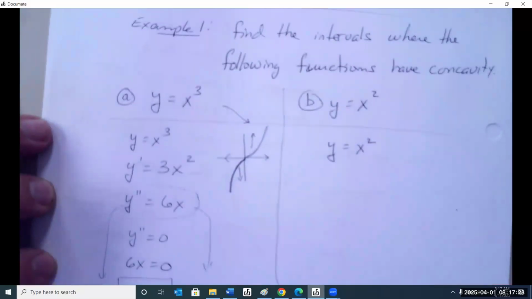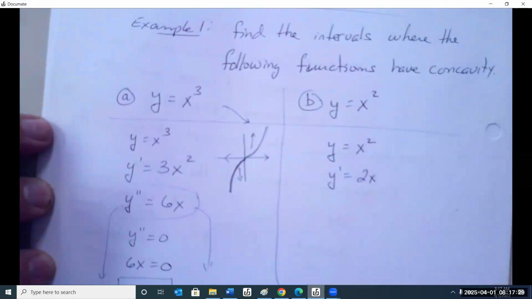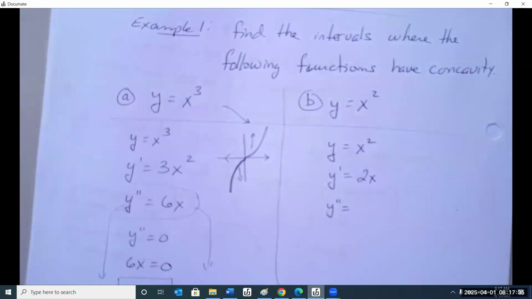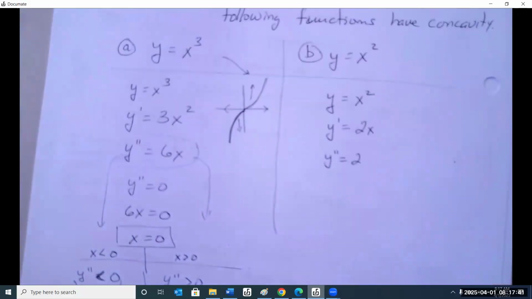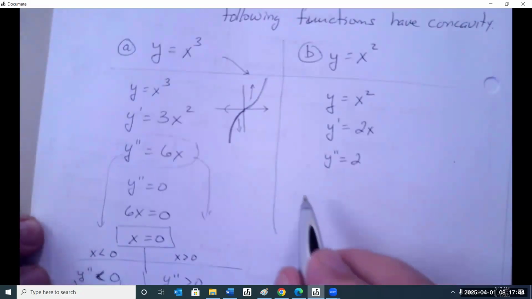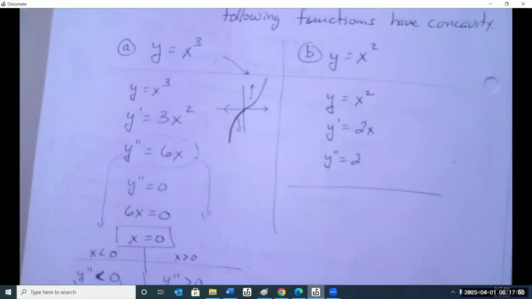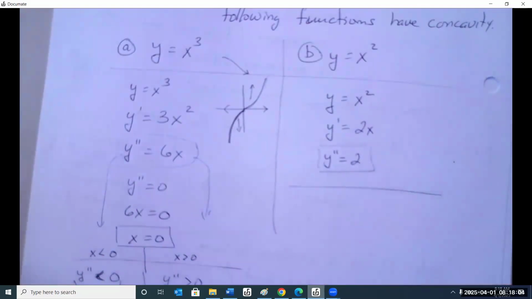y equals x squared. My first derivative gives me 2x. My second derivative gives me what? So what does that tell me about my concavity? It didn't tell me it's constant. It is constant, but what it's telling me is what's happening there. The second derivative is always 2.